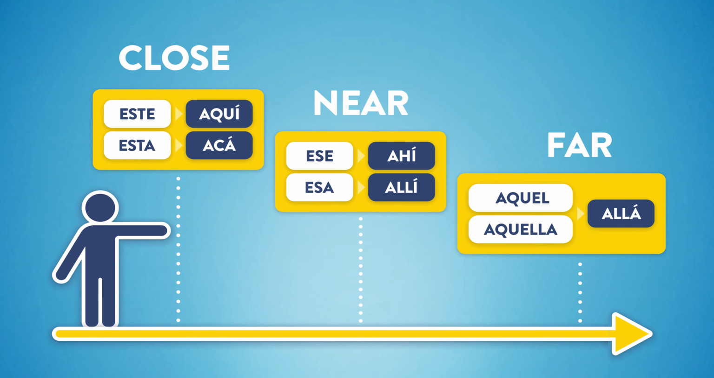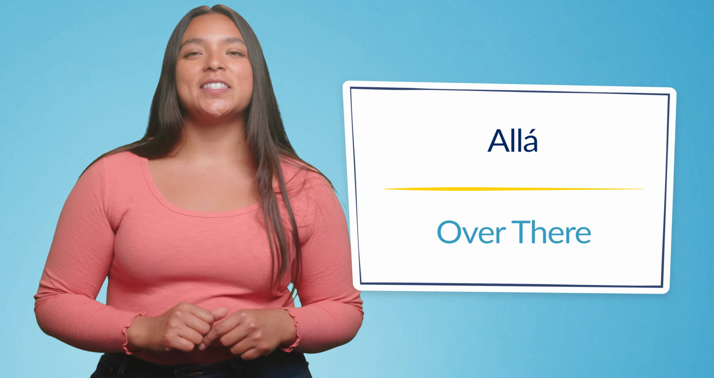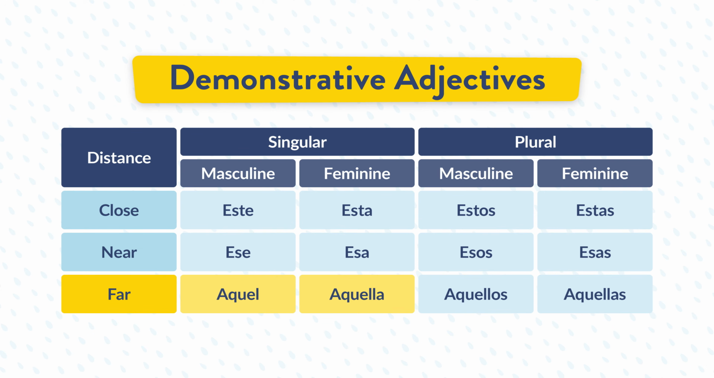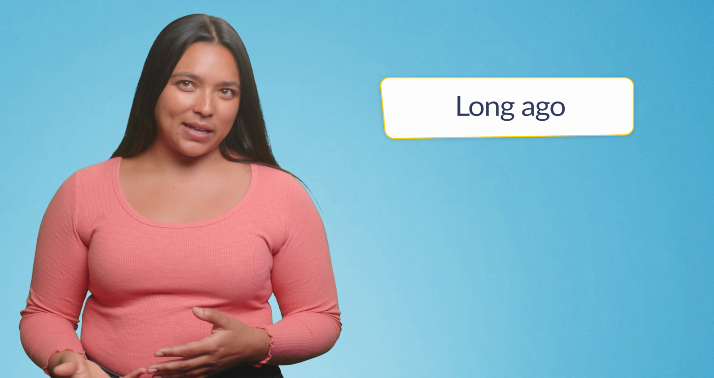The word aquel or aquella is used to indicate something that is a far distance away. Our first set of words meant here and the second set meant there. For this last set of words, you can think of them as meaning over there. The masculine singular form will become aquel and the feminine singular form aquella. This final set of demonstrative adjectives indicates the greatest degree of physical distance or time gap. In terms of time, these words could be used to talk about something that happened quite a long time in the past, something you might not necessarily even mention a specific date for.